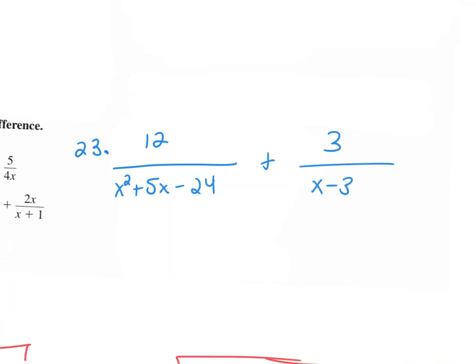All right, what's the first thing we should do? Before you even try to get a common denominator, what should we do? Factor. Let's factor this denominator. What times what will give me a negative 24 when I multiply, but a positive 5 when I add?